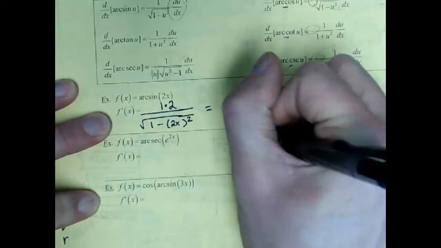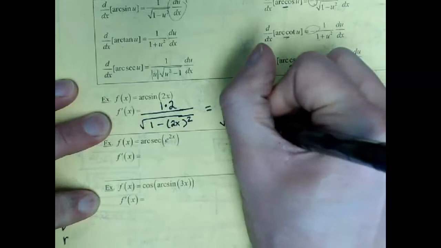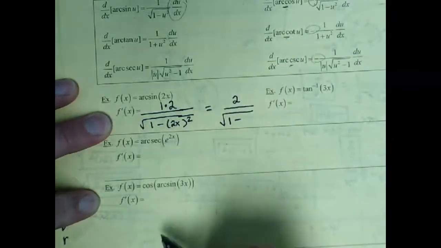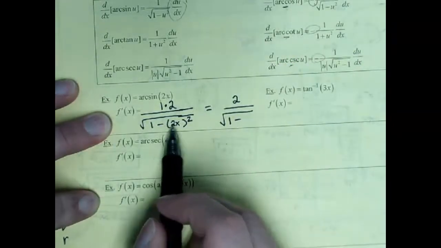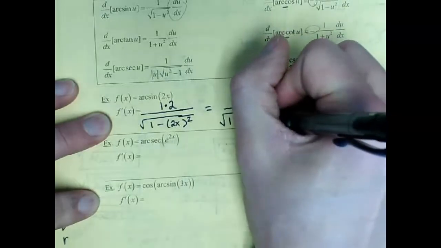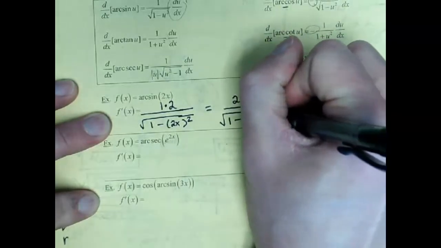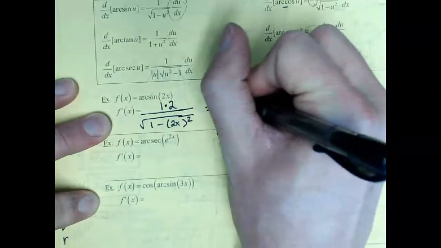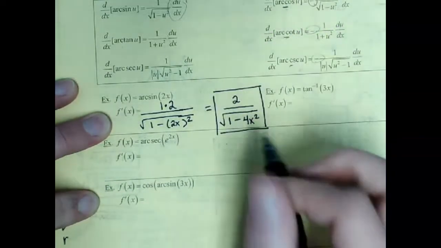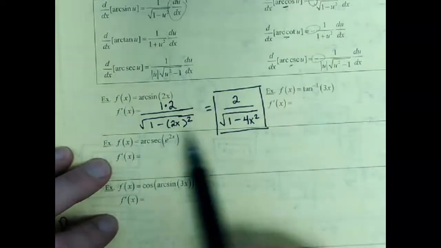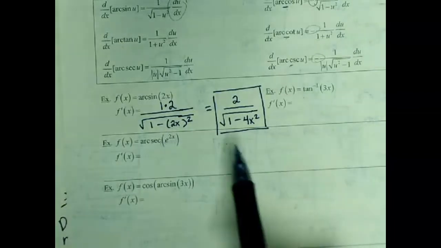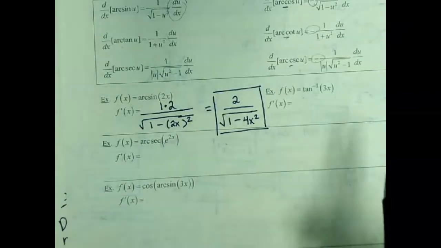You'd have 2 over the square root of 1 minus. Do not say 2x squared, right? Do not say it. It's 2x in parentheses squared. Or if you drop the parentheses, it would be a 4x squared. That's probably how you would see it on a multiple choice question. You can leave it like that on a free response. No one would care. If you drop the parentheses, make sure you square the number that was inside of the parentheses.